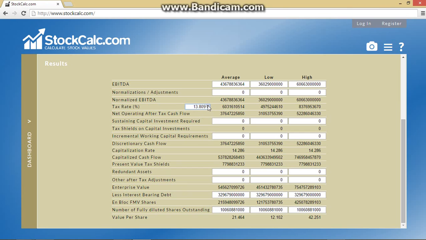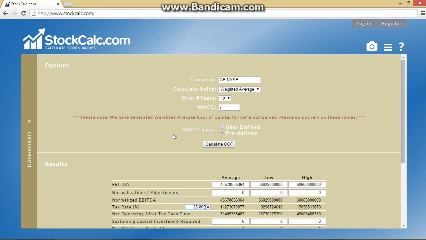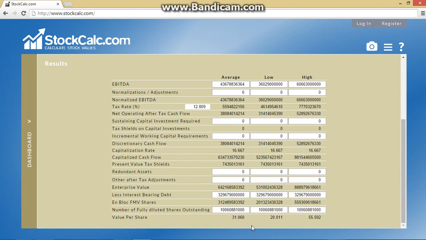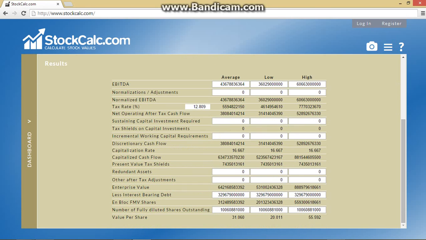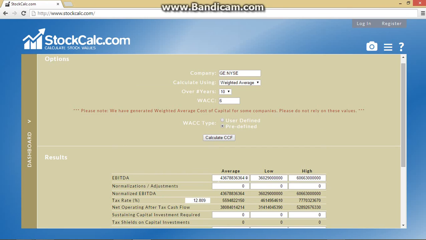As we mentioned, we can change the tax rates. So for example, if the tax rate was 15.8%, you can see the impact that that has on the value per share. Or we can change the cost of capital and recalculate. So we can use this as a what-if tool to determine the range of value per shares we would expect for a company given the cash flow, the tax rate, and the cost of capital that we're looking at for that company.